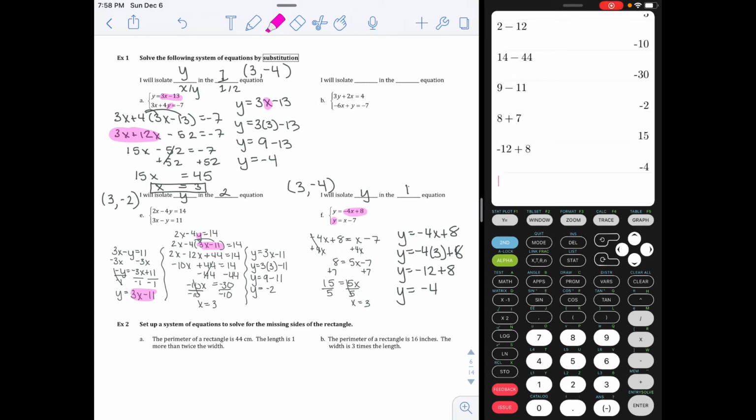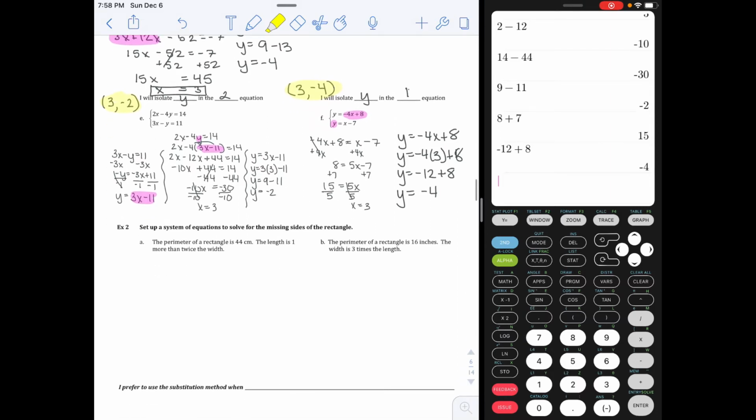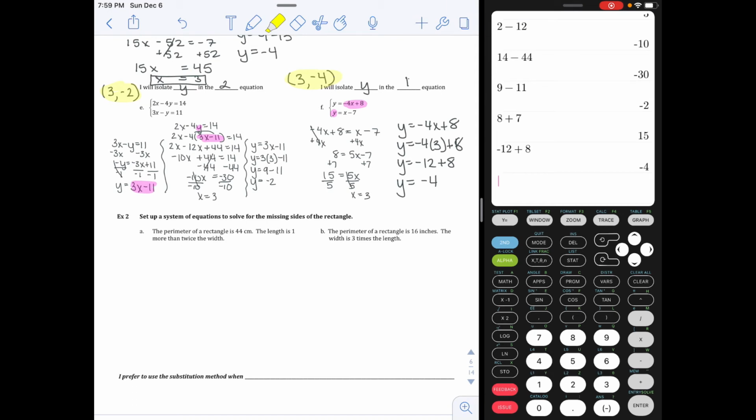Alrighty, so we did 3 of these problems and we got our nice 3 answers, and we notice that we're writing them in a coordinate, right? So x comma y, don't forget that. Alrighty, and let's try at least one of these from example 2. So we're going to set up a system of equations to solve for the missing sides of the rectangle.